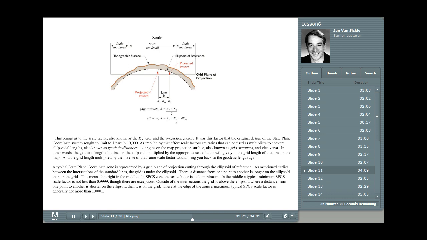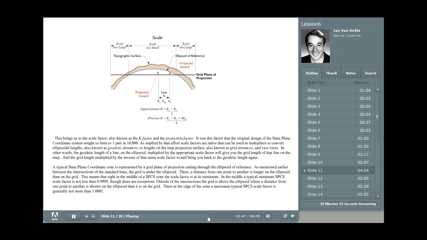Now, if one wanted a precise scale factor, the scale factor equals K1 plus K2 plus 4Km, in other words, 4 times the mean, divided by 6. These are two ways of calculating the scale factor. Generally speaking, the approximate method is certainly adequate, except for very long lines.